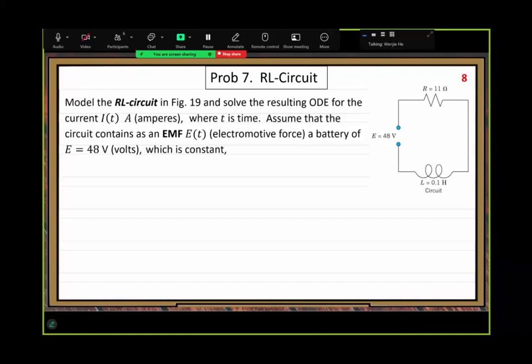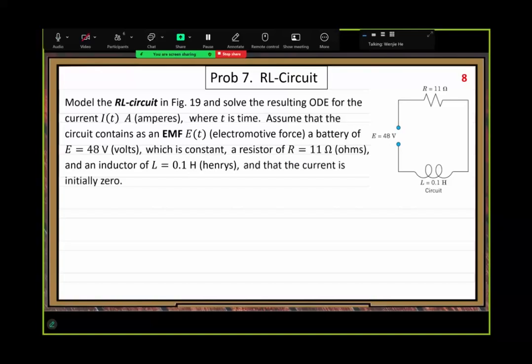Which is constant: resistor R of 11 ohms, inductor L of 0.1 Henries, and the current is initially 0. Think about it. At time 0, the current is 0. That means you have not connected the EMF yet. Then look at the clock. When you start, you connect it.